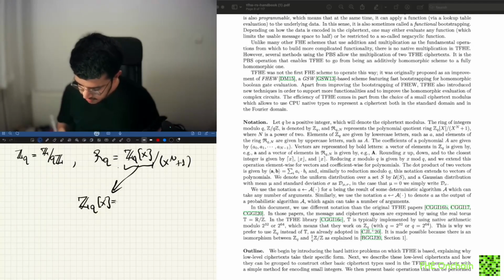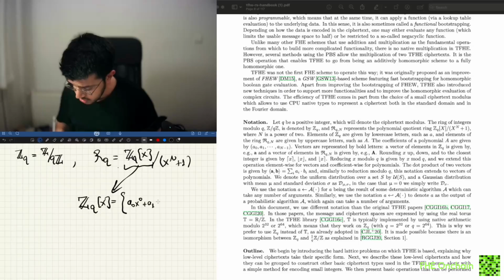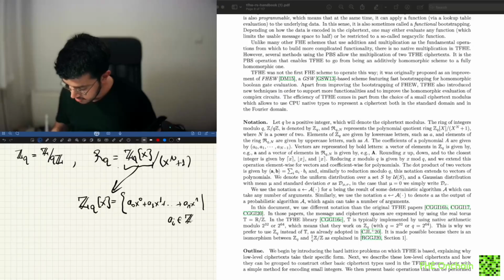ZQ[X] actually is equal to the set of polynomials a0 x^0, which is 1, plus a1 x^1 till, let's say, an x^n. And the important thing is these a_i are going to be coming from this ZQ set.